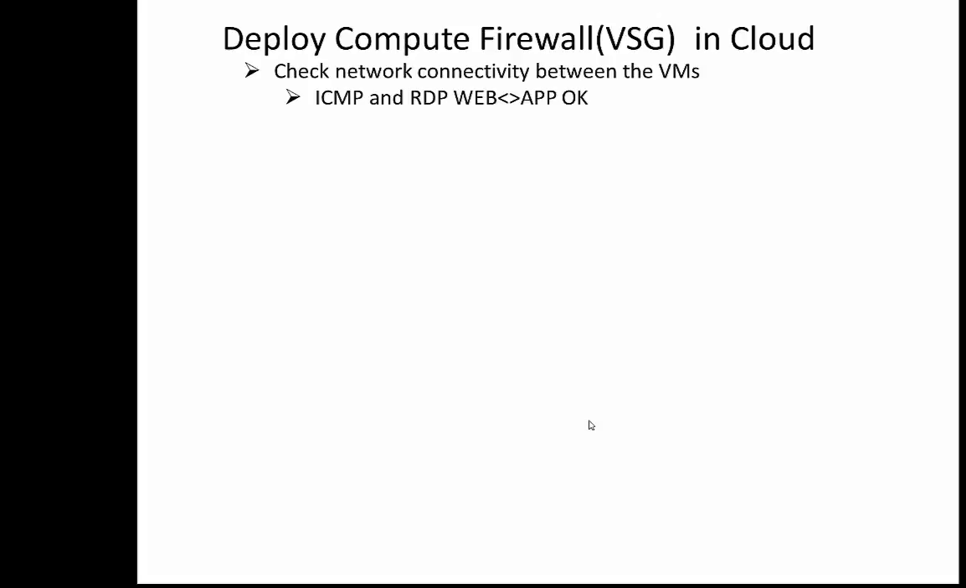So how do you do that? First, we'll check the network connectivity, the one I just described: log into the VM inside the data center, then RDP into the web VM inside the cloud, and do those tests I just mentioned. That is ICMP and RDP, web and app should work. Then we check the VSM port profile config and a few commands there. Next, we're going to deploy the VSG in the PNSC.